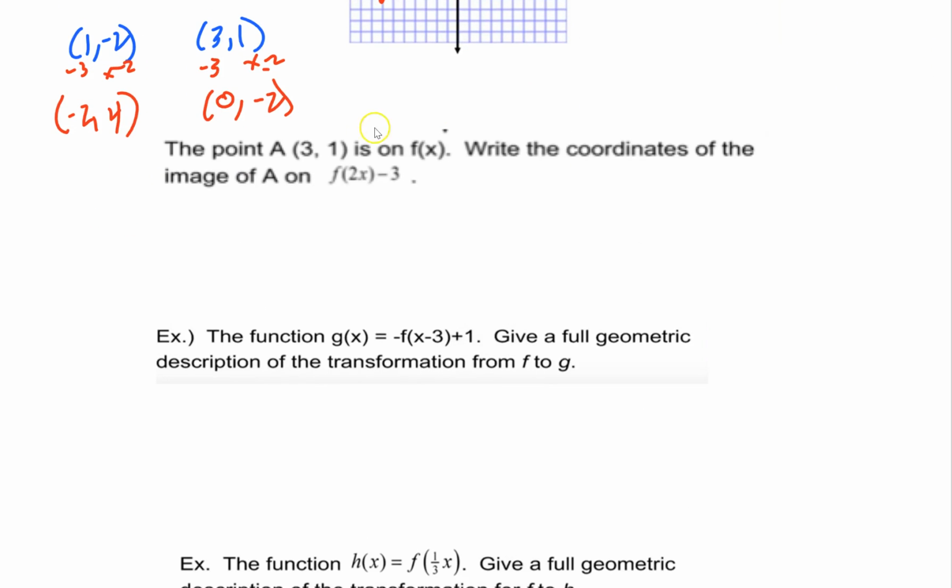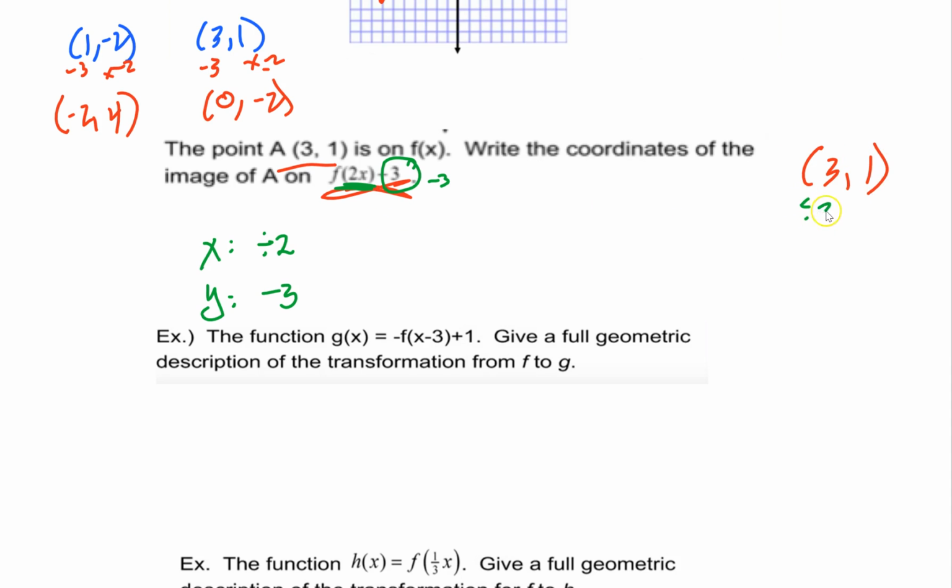That's what the next one does also. The point 3, 1 is on f of x, write the coordinates of the point image on A. So basically saying, hey, we're going to do this to it, right? You have 3, 1, do this to it. That's what that's saying. So remember, what does each thing do? On your x, remember inside opposite, we're going to divide by 2 or multiply by 1/2. On your y, outside follow, you're going to go minus 3 or down 3. So all you have to do is do that to your point here.